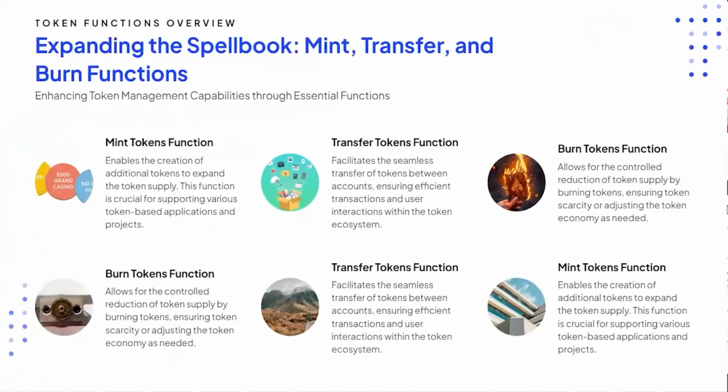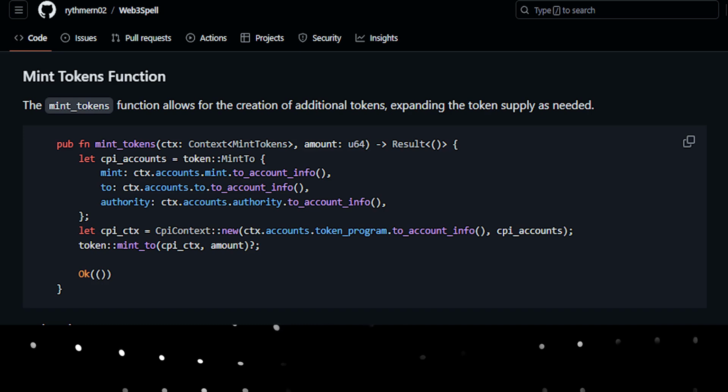Now, let us have a look at our next function, that is mint_tokens. After creating our token, we need to mint it. So this will be our secondary spell for minting additional tokens. This will allow us to expand the token supply as needed. Now, in this mint_tokens function, we are just passing a context, MintTokens, with the amount as an unsigned integer.